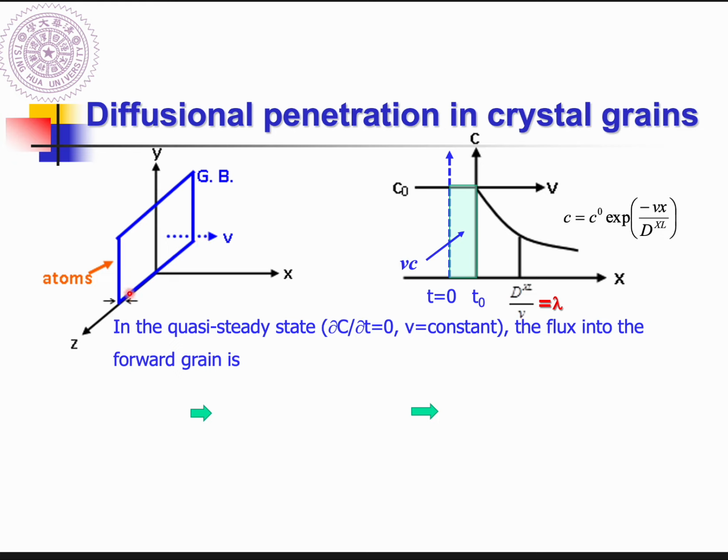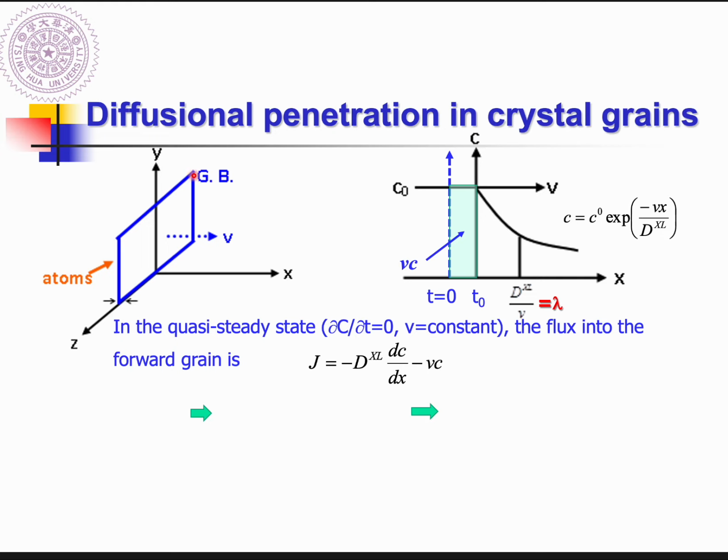So here, in order to demonstrate the flux, we make some assumptions, and a very important assumption is that it will be a quasi-steady state, meaning the concentration of diffusing atoms does not change with time, and the velocity will remain constant. In this case, it implies that there is no accumulation of the diffusing atom inside the grain boundary. So the flux into the forward grain can be formulated as the flux equals negative diffusivity Dxl times the concentration gradient.